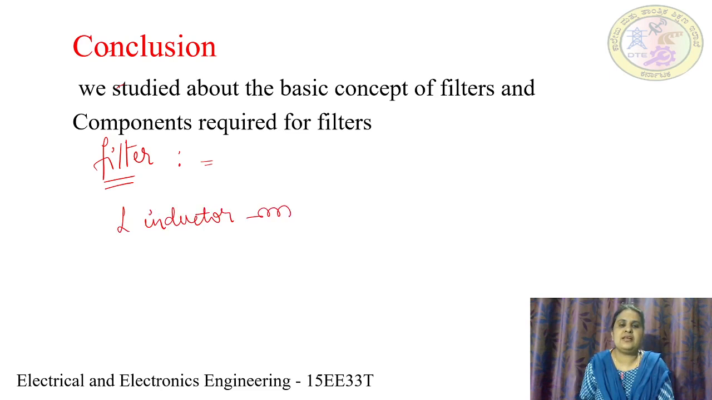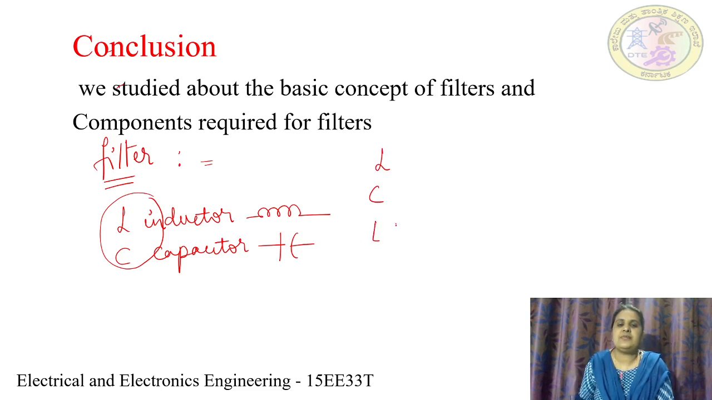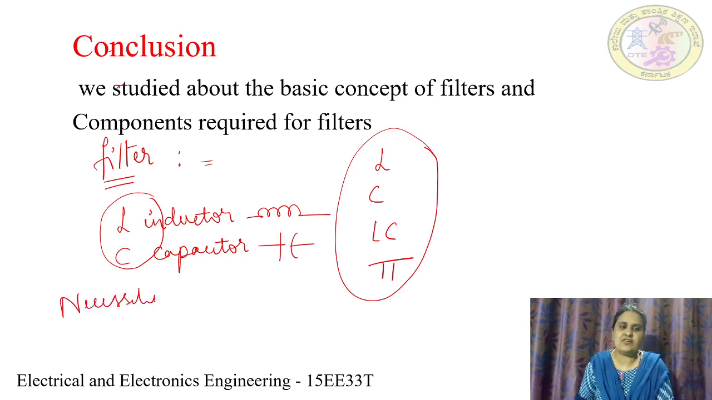The name is L. The symbol is this one. Then capacitor is one of the components. The name is C. The symbol is the capacitor. Then we are using the combination of these two. We also studied the types of filters. It may be a series inductor filter, it may be a shunt capacitance filter, it may be an LC filter, or it may be a pi filter. We studied the different types of filters. Also we studied what was the necessity of the filter.